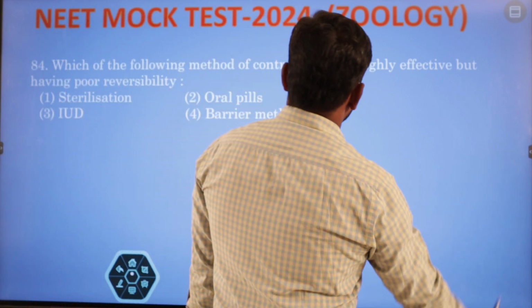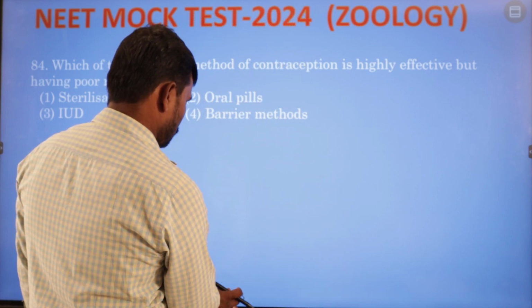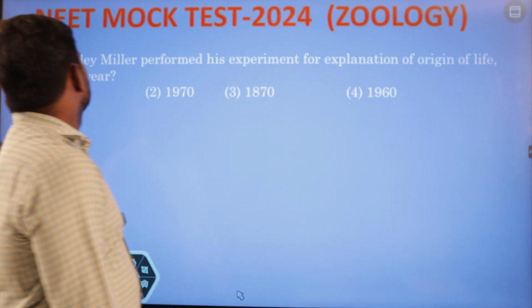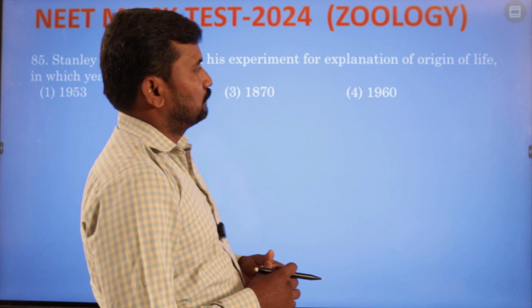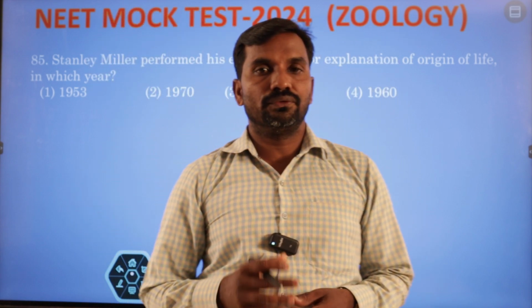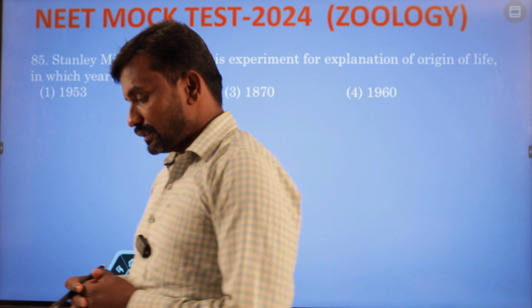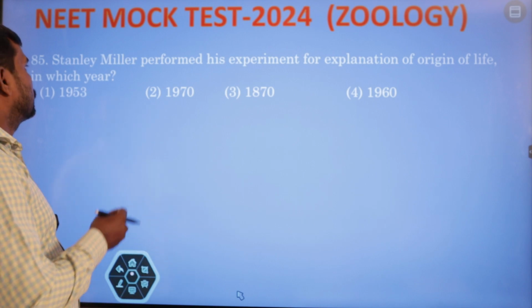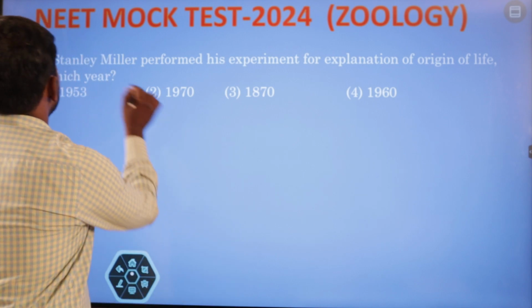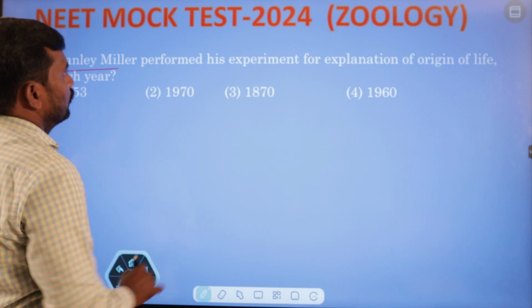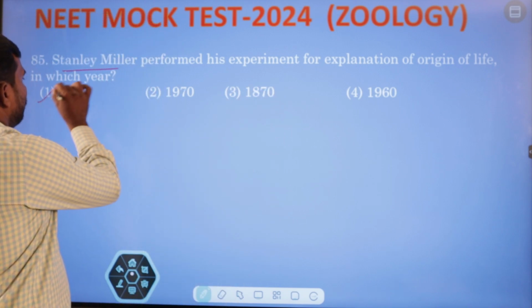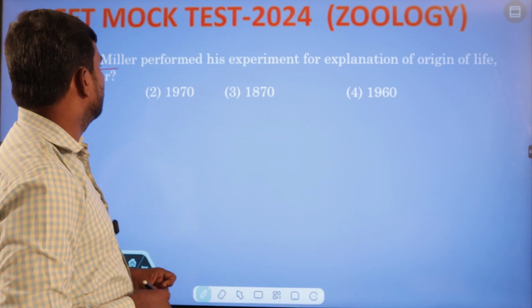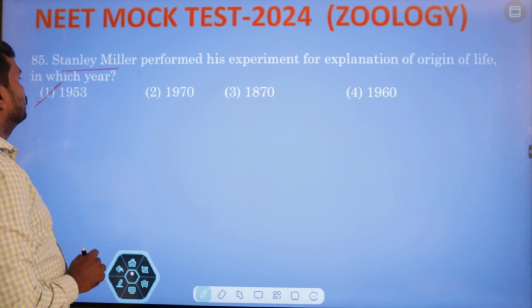Question number 85. Stanley Miller performed the experiment to explain the origin of life. This is the most important evidence of evolution. Many theories explain the origin of life, but the scientific experiment was carried out by Stanley Miller and Harold Urey in the year 1953. In the same year, 1953, Watson and Crick proposed the double helix structure of DNA. So it is a direct question, and the answer is 1953.